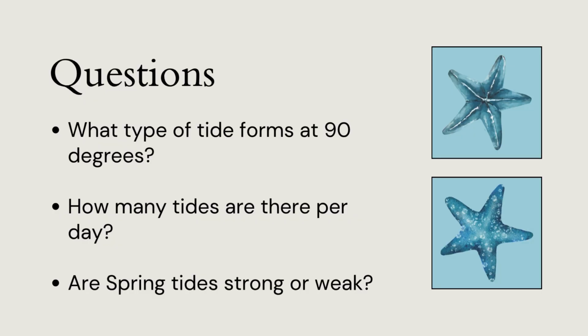Now that we've gone over the lesson, let's see if you can solve some questions. What type of tide forms at 90 degrees? How many tides are there per day? And are spring tides strong or weak? Let's see if you can answer those questions. So pause the video and try to answer them.